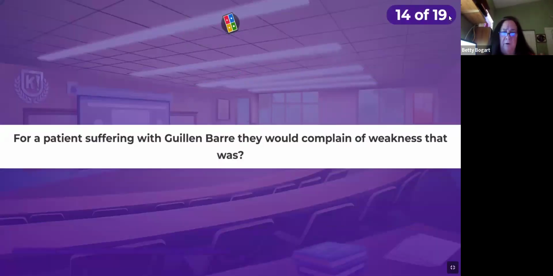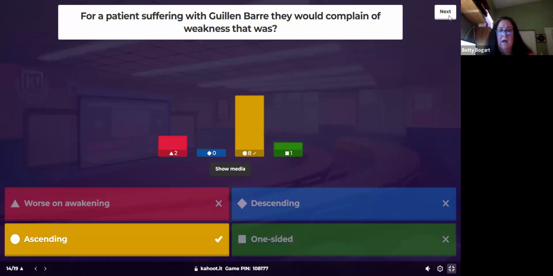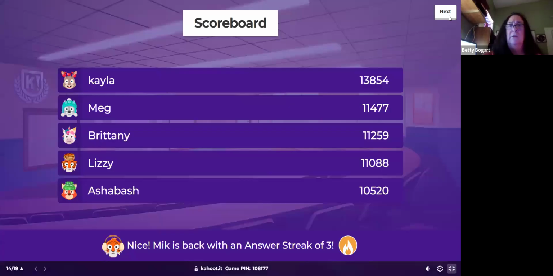For a patient suffering with Guillain-Barré, they would complain of weakness that was what? And we call it ascending. What's worse in the morning upon awakening? That is your JIA, that's your arthritis. You're stiff when you wake up. Guillain-Barré is just weakness. It starts with the feet, so it ascends or goes up. When it hits the diaphragm, that's when you're in trouble.